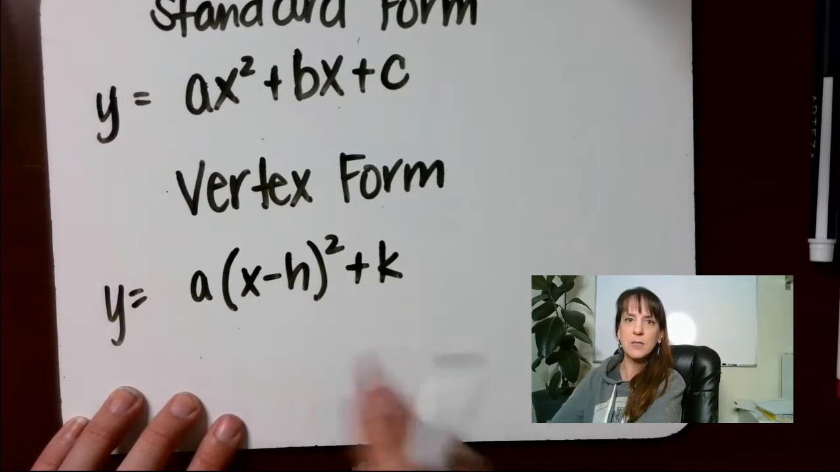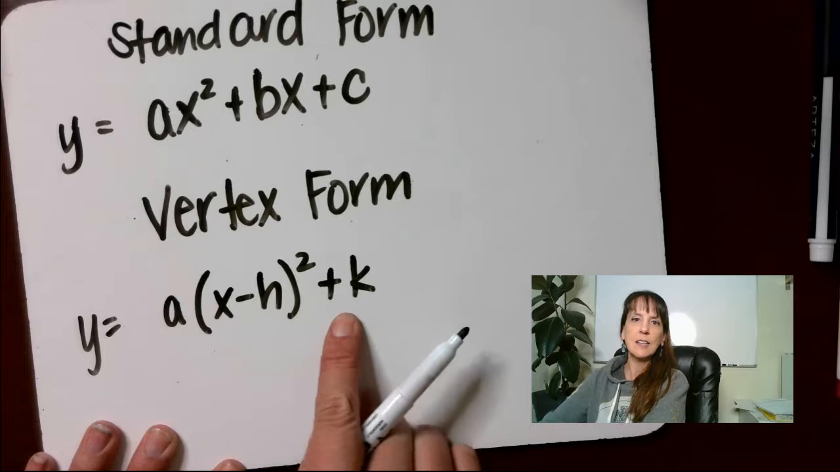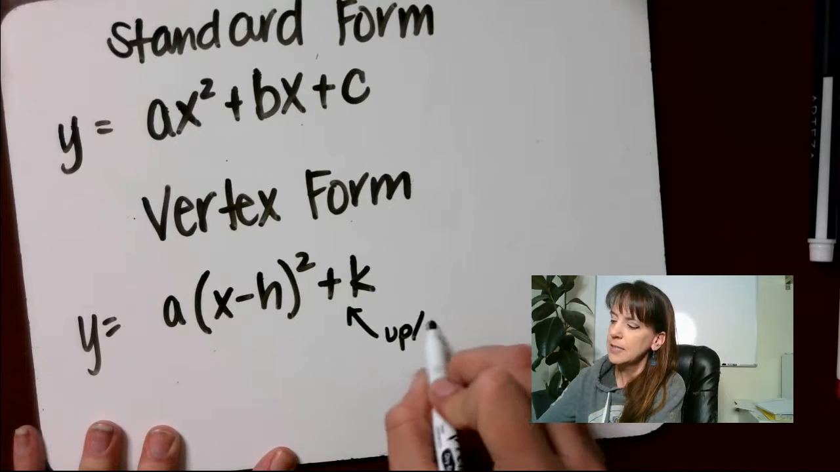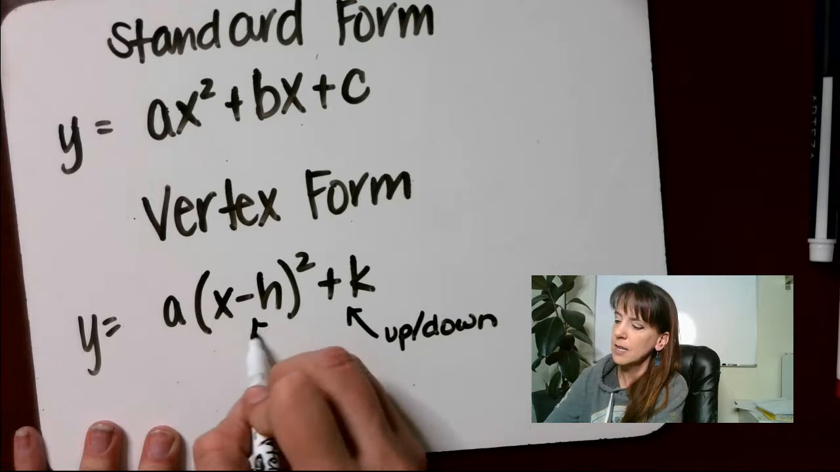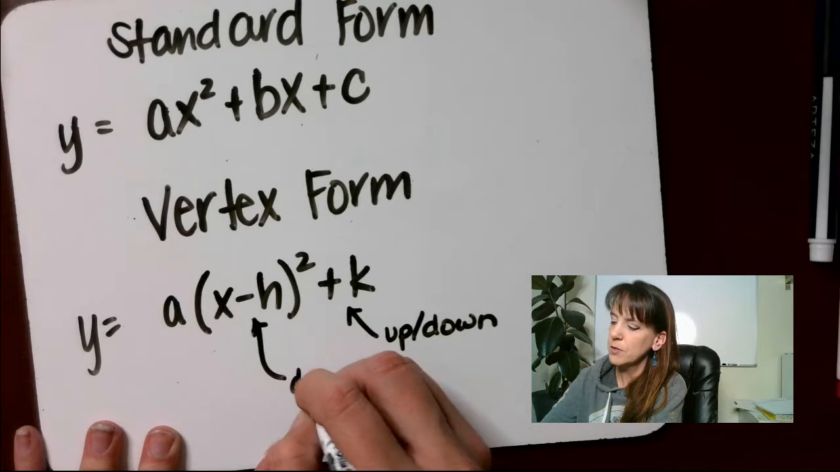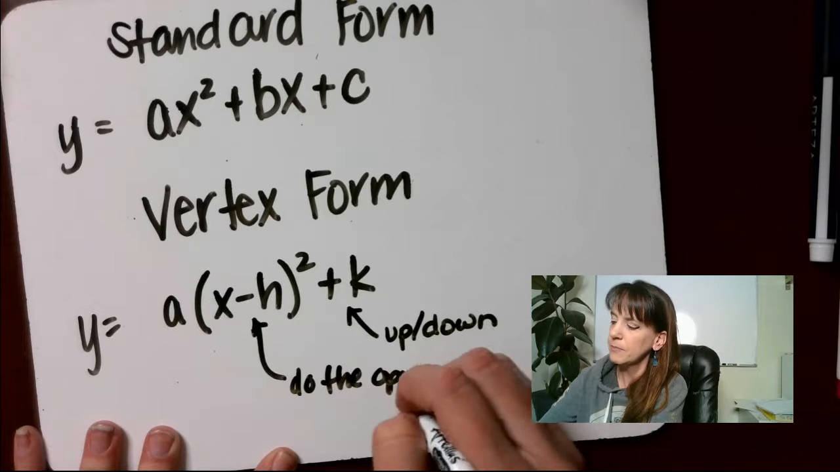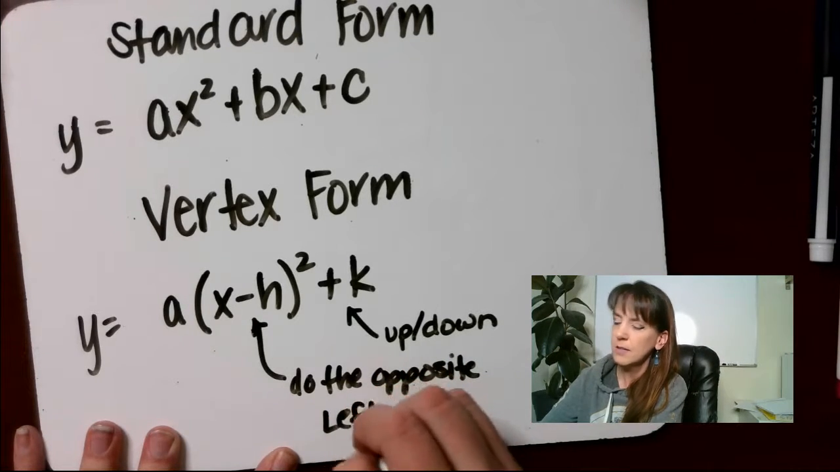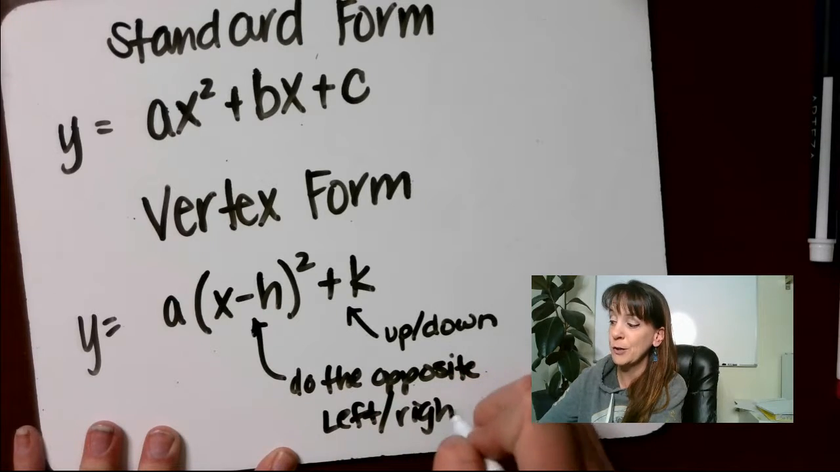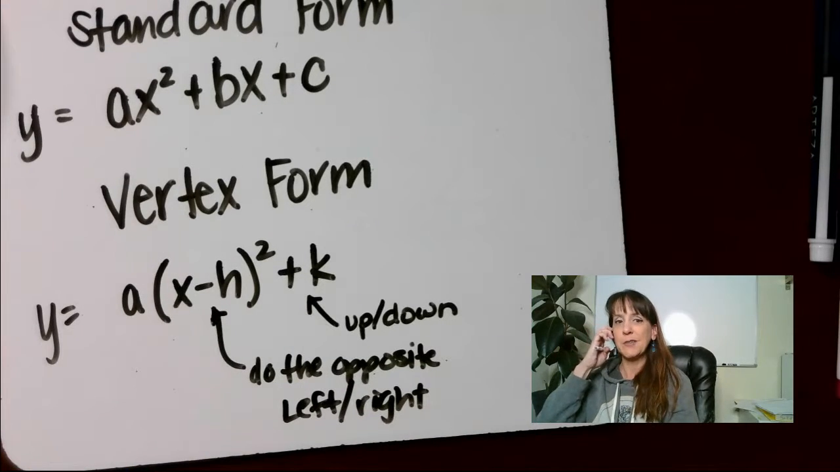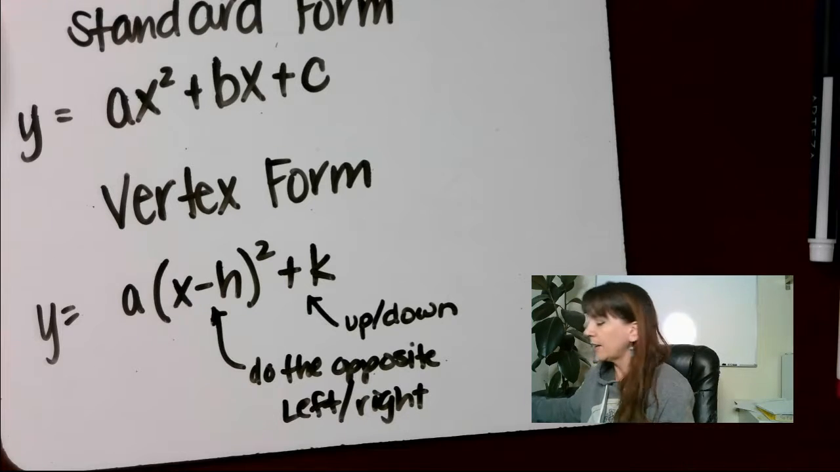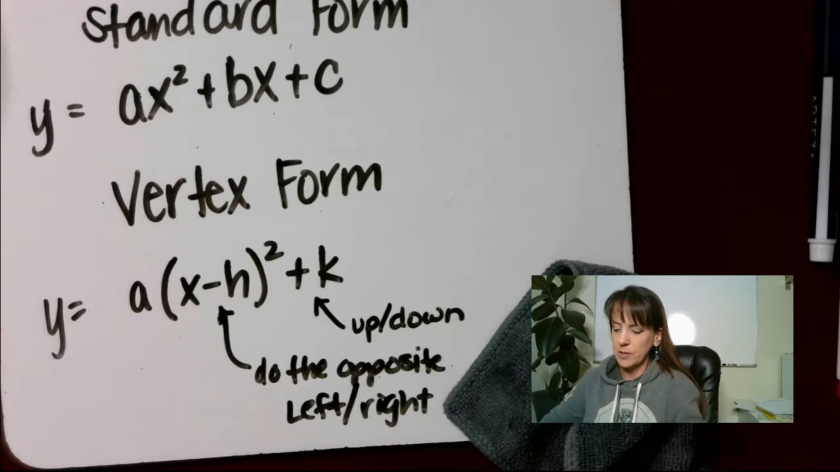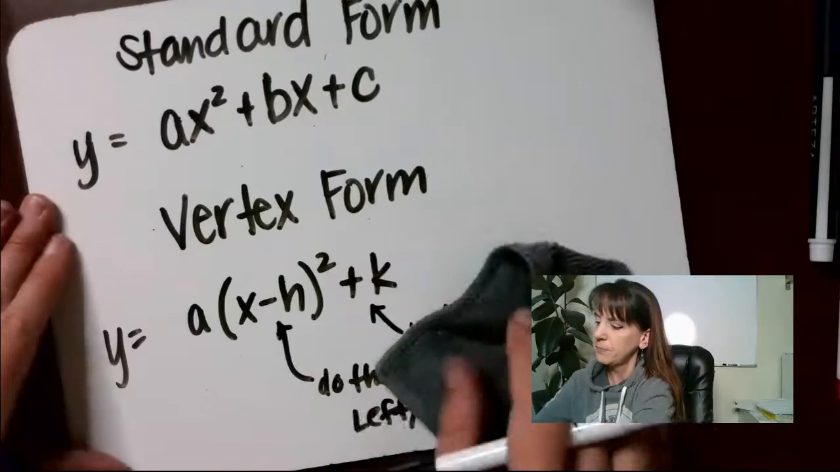And in our vertex form, remember I just said that this is like our up, down, right? So this is going to be up, down. This is going to be do the opposite, left, right. Okay, so I just wanted to make sure you had that written down. All right, so standard form and vertex form. Go ahead and write those guys down, and we will do a couple practice ones for those.